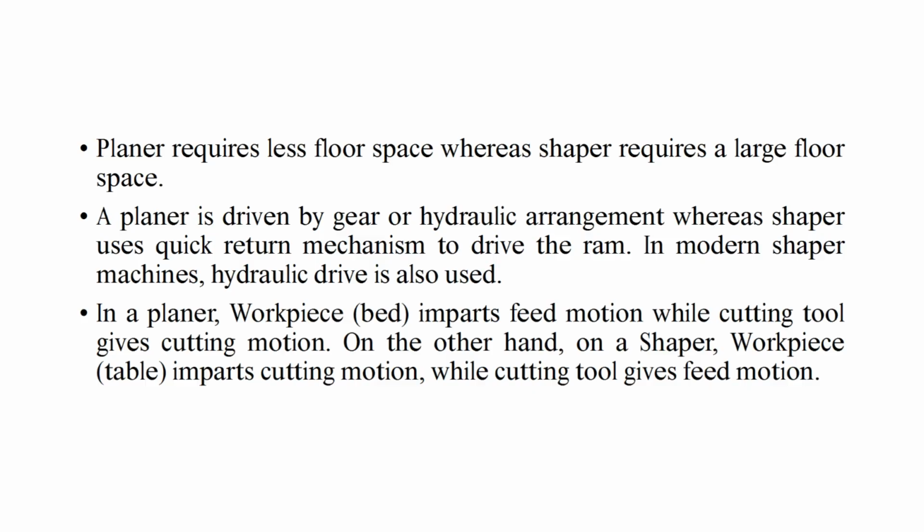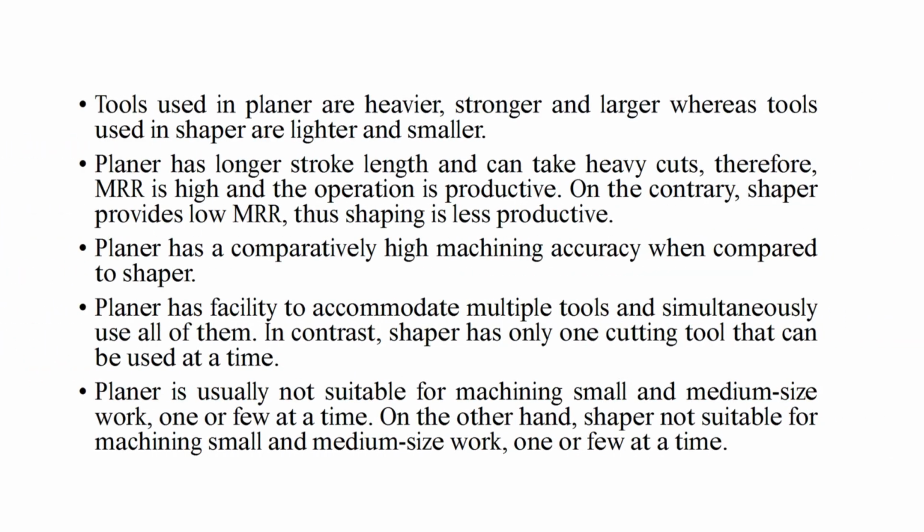Let's understand this more clearly. In a planer, the workpiece on the bed imparts the feed motion, while the cutting tool gives the cutting motion. On the other hand, on a shaper, the workpiece on the table imparts the feed motion, while the cutting tool gives the cutting motion. It's a subtle but crucial difference in how the motions are assigned. As we continue, the differences become even more pronounced, especially for productivity. The tools themselves are different. Tools used in a planer are heavier, stronger, and larger to withstand the powerful cuts, whereas tools used in a shaper are lighter and smaller, suited for its finer work.